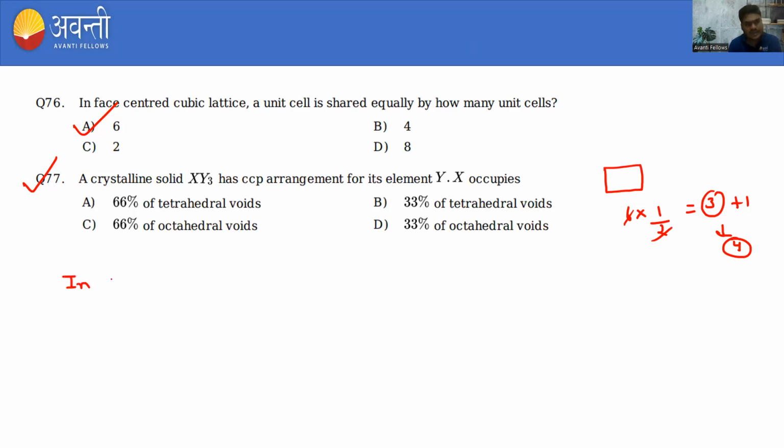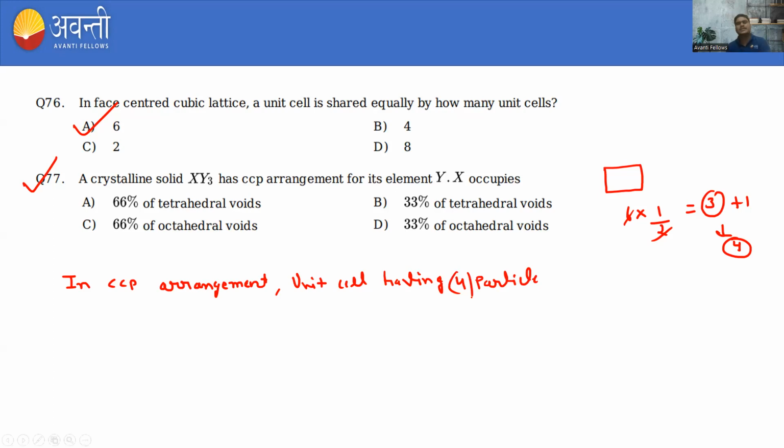So in CCP arrangement, a unit cell has a total of how many particles? Four particles. Always remember, the unit cell has four particles. So in CCP arrangement, the unit cell has four particles.